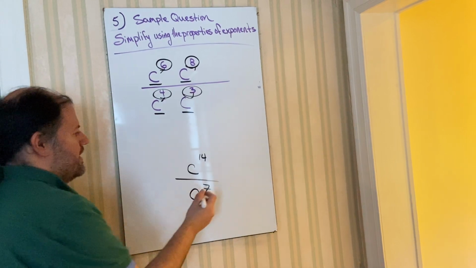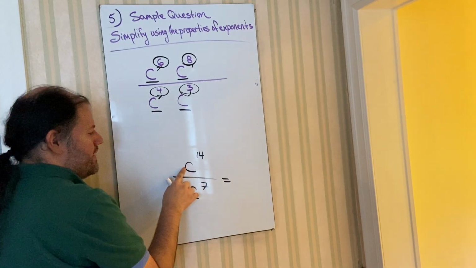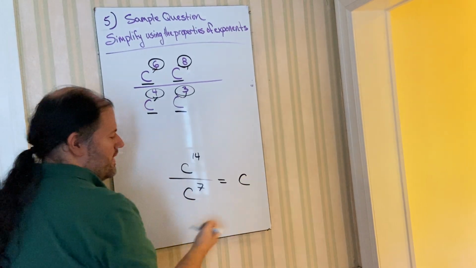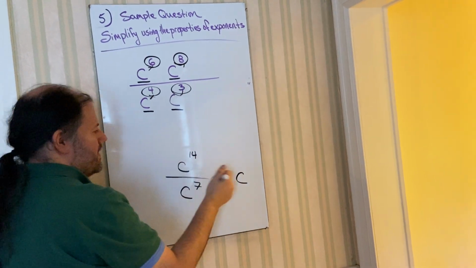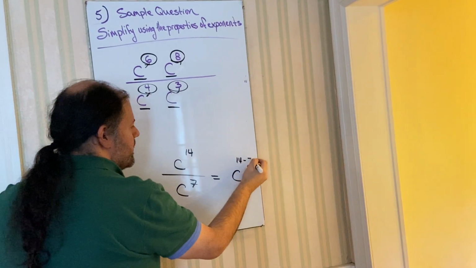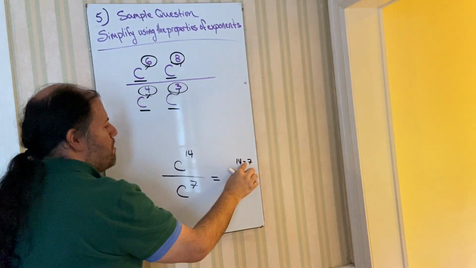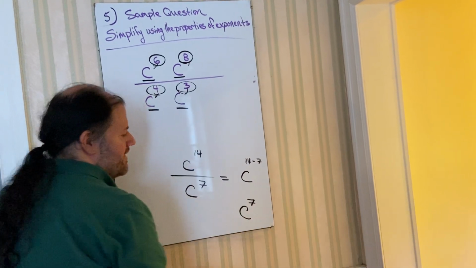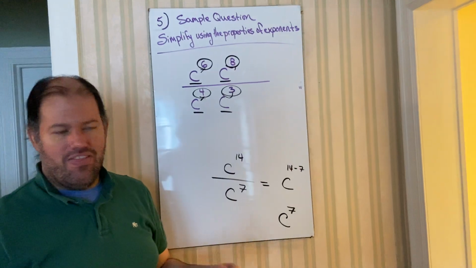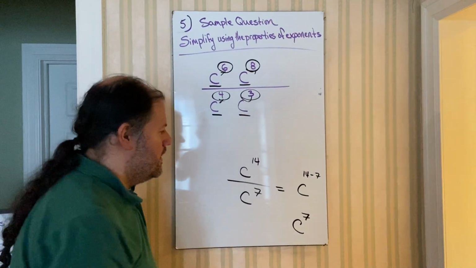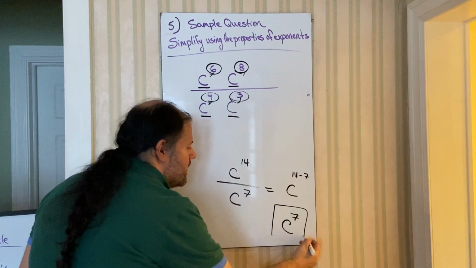So again, keep the same base, c, keep it as c. Top exponent minus bottom exponent. 14 minus 7 is 7. There are no coefficients, so this is your final answer.